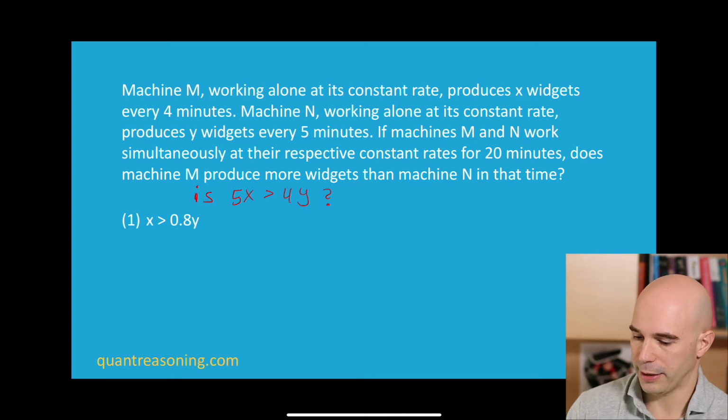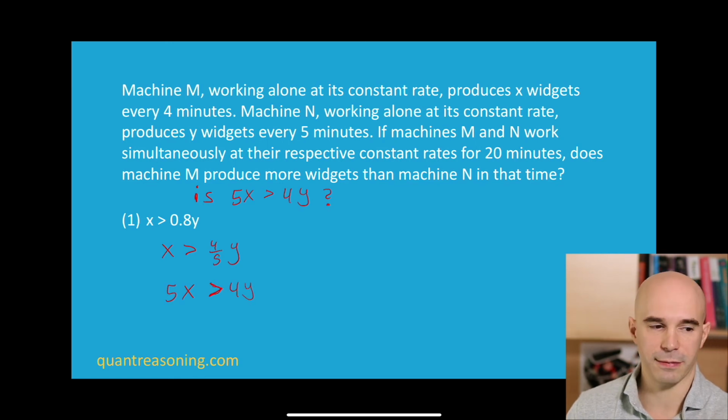We could rewrite the decimal as a fraction. So it's x is greater than 4/5 y. And if we expand by a factor of 5, we get exactly what the question was asking us. So is 5x greater than 4y? We get a definitive yes. So statement 1 is sufficient on its own, and we can eliminate BCE.